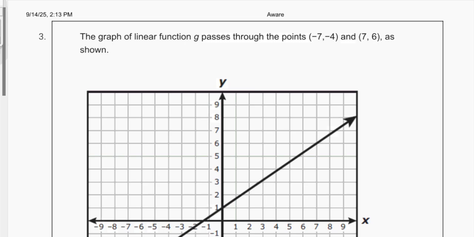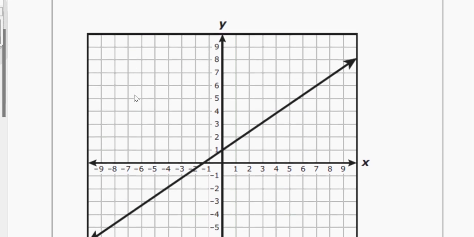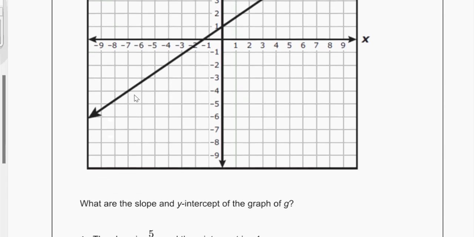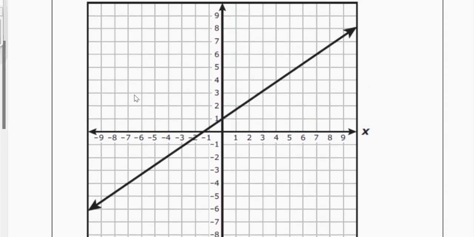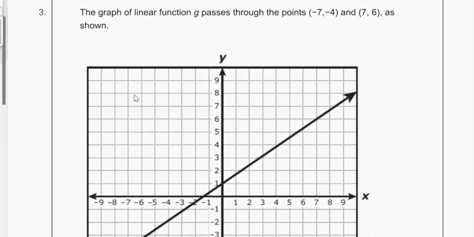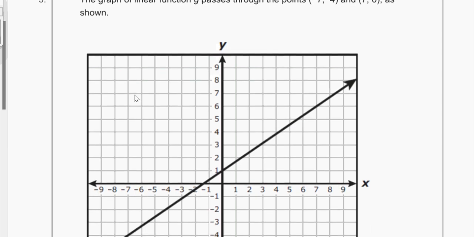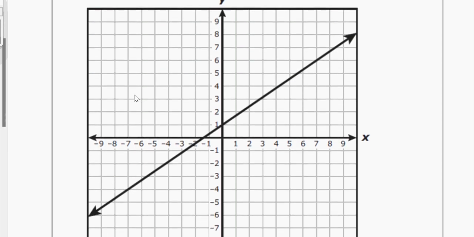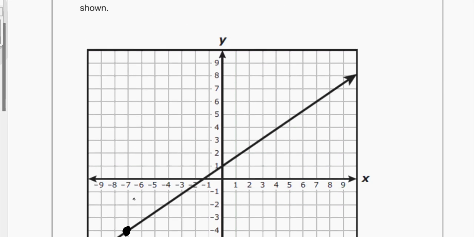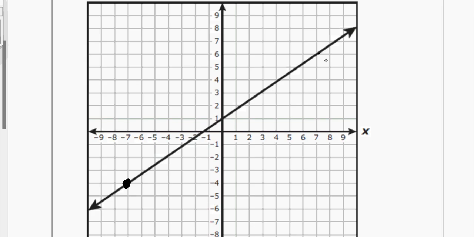Number 3, the graph of a linear function g passes through the points (-7, -4) and (7, 6). What are the slope and y-intercept of the graph? I'm going to go ahead and graph the points that they gave me. So (-7, -4), and then the other point was (7, 6). And I'm going to use these points to calculate my slope. Now I could really use any points, but I'm going to use these points since these are the points that they gave me, just to be sure.